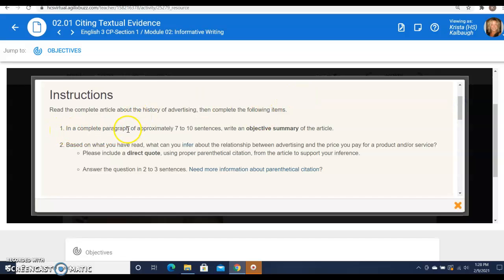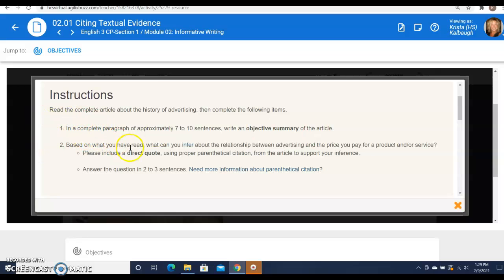So, in a complete paragraph of 7 to 10 sentences, write an objective summary of the article. Okay, so that's just what I said a few minutes ago. 7 to 10 sentences focusing on the main ideas of the article, but in your own words. Okay, so you should not be copying and pasting anything from the text. All right, in this portion, you are explaining the main ideas in your own words without putting in your opinion, okay? It's just informative.